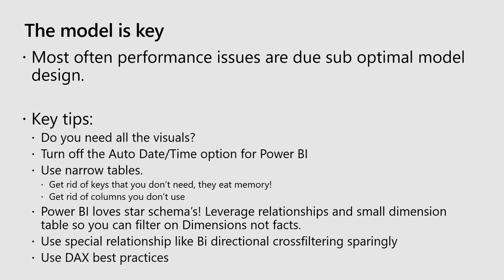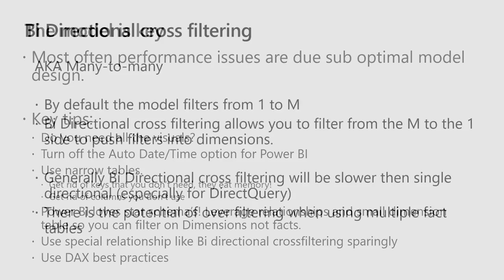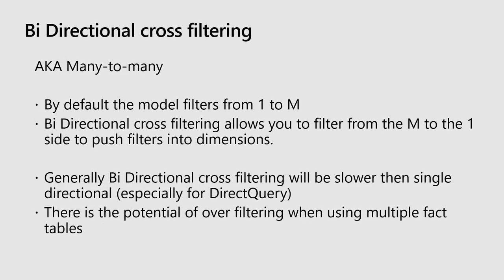Use special relationships like bidirectional cross-filtering sparingly, and use some of DAX best practices. So again, bidirectional cross-filtering is a great feature, but actually we don't need it anymore, except for in certain cases that you actually do need it. But for the filtering experience on the slicers, which is the most common case that people are using it for, you don't need to use it anymore. So we would say only use it when you actually have a use case, and turn it off by default on your relationships.